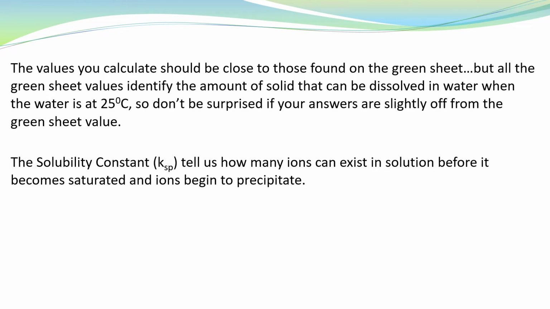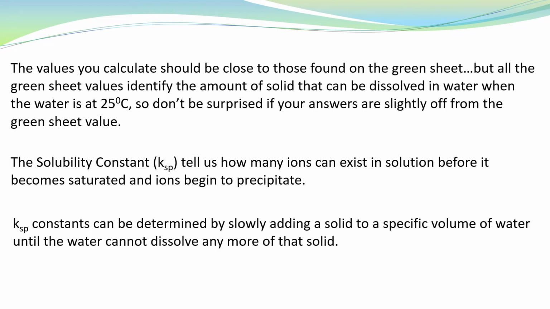The solubility constant, KSP, tells us how many ions can exist in solution before it becomes saturated and the ions begin to precipitate. So it tells us how much we can dissolve before that water cannot dissolve anymore. And at which point, if we continue to add a salt, it won't dissolve. It will just fall to the bottom as a precipitate.